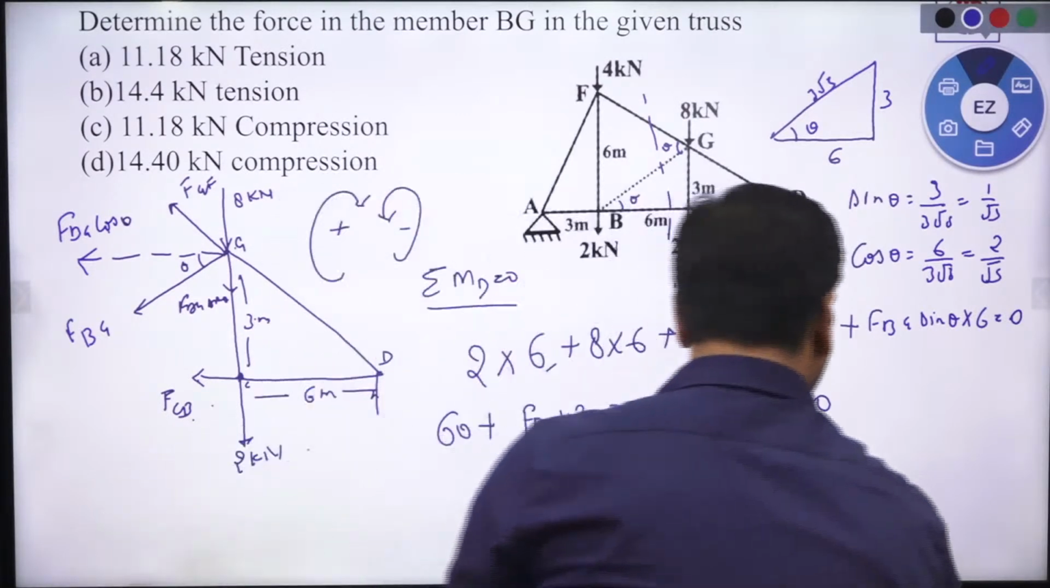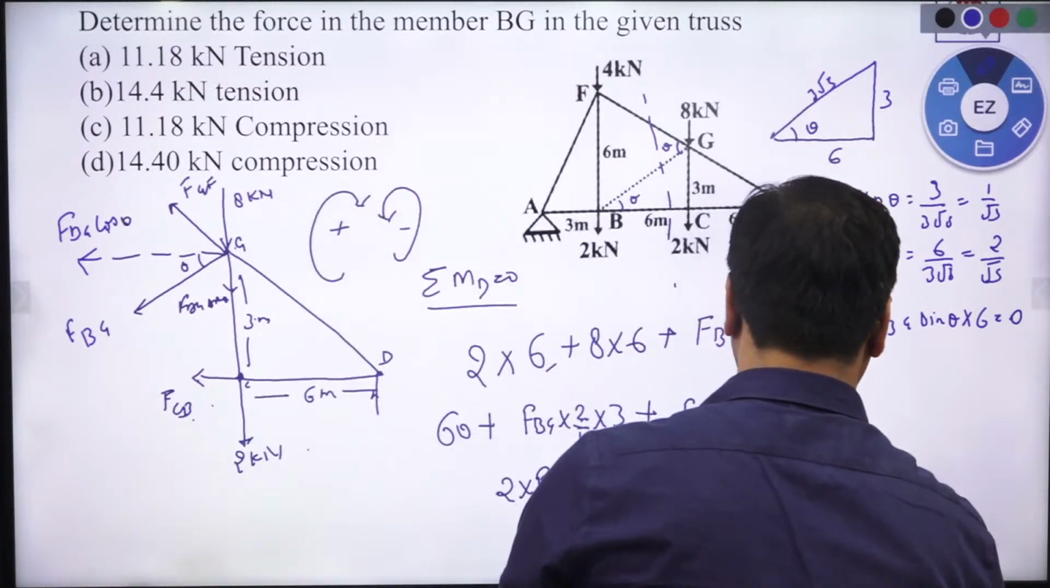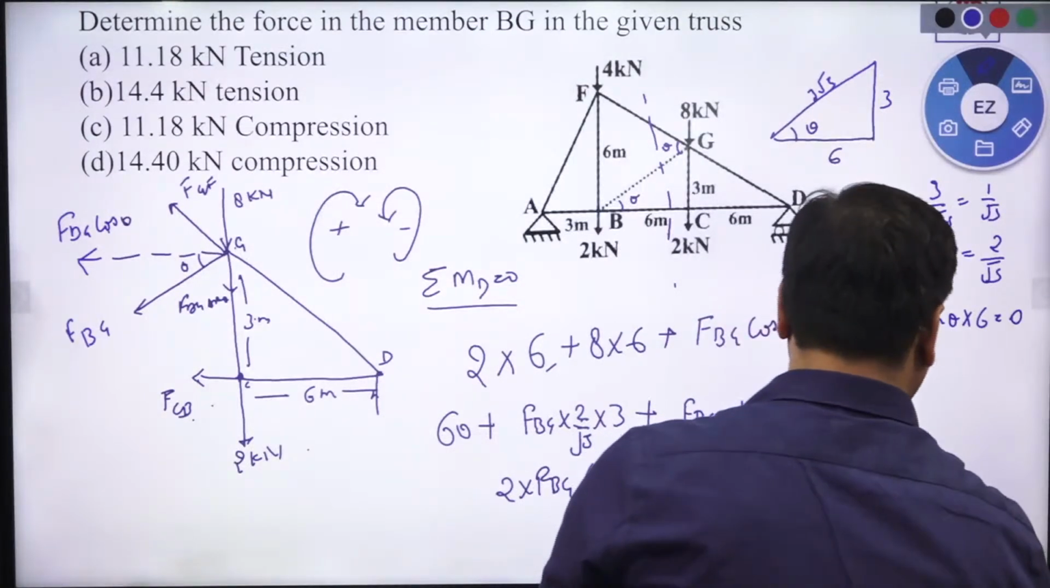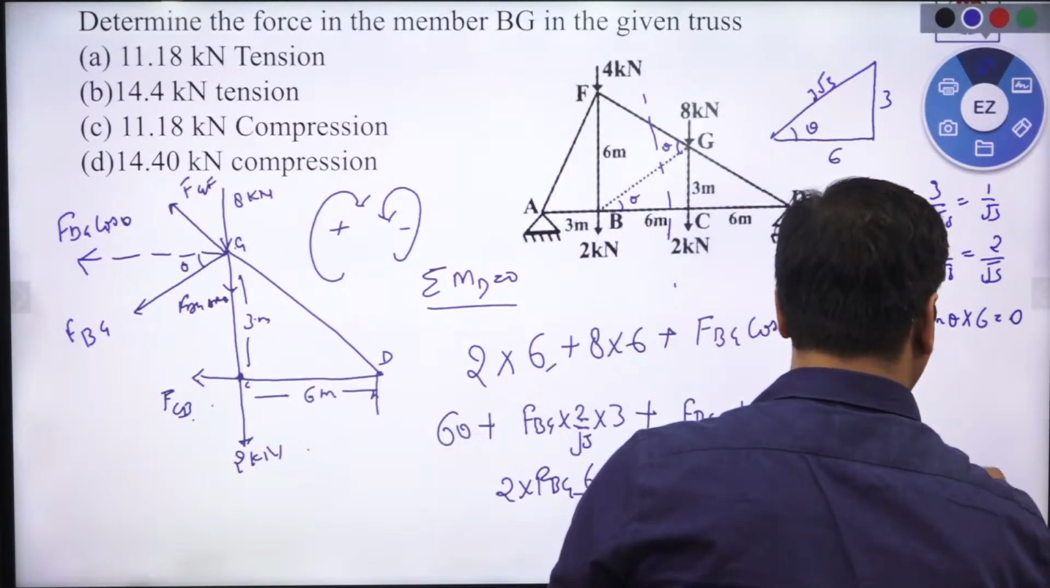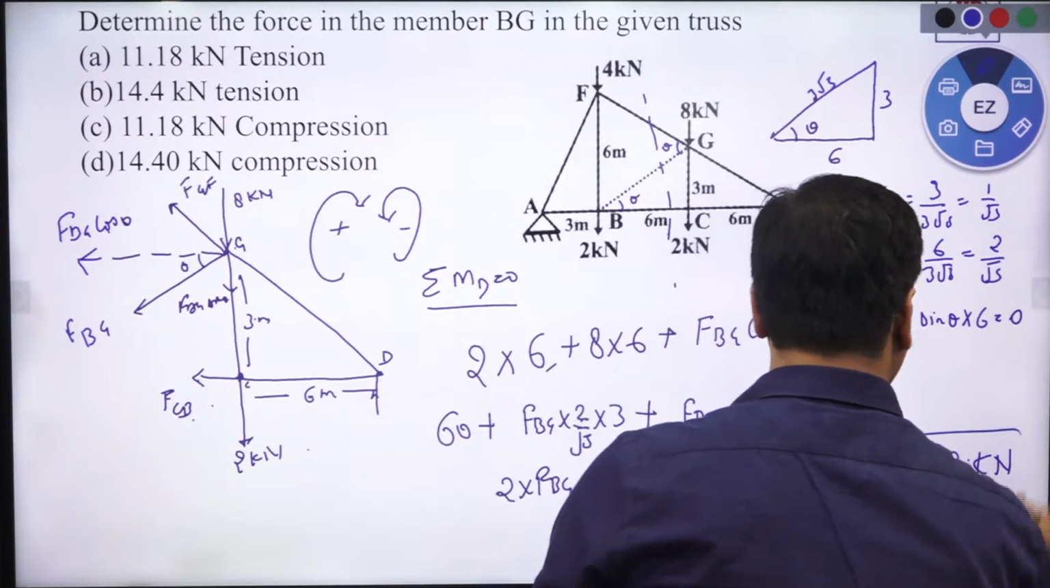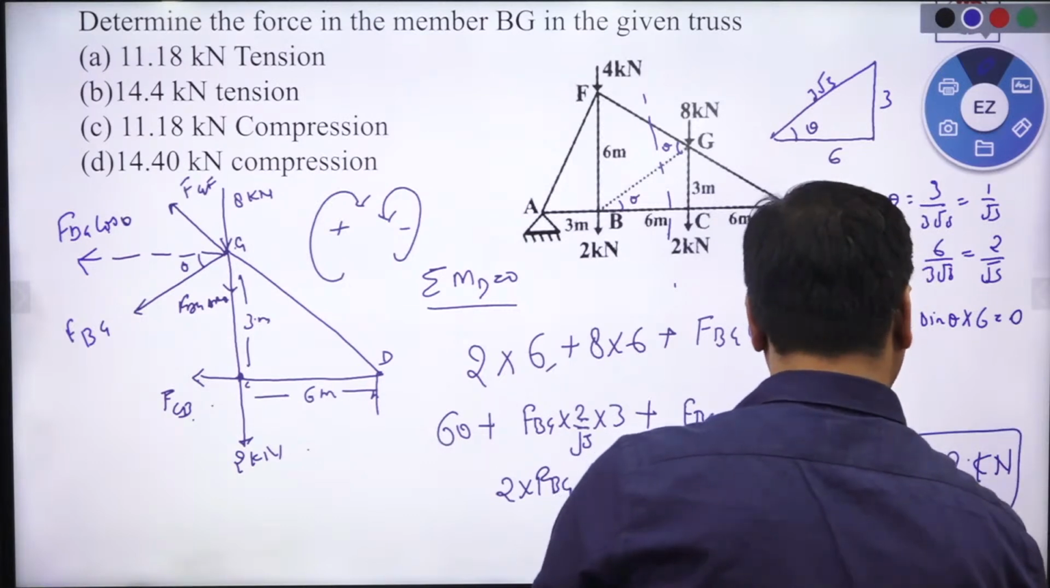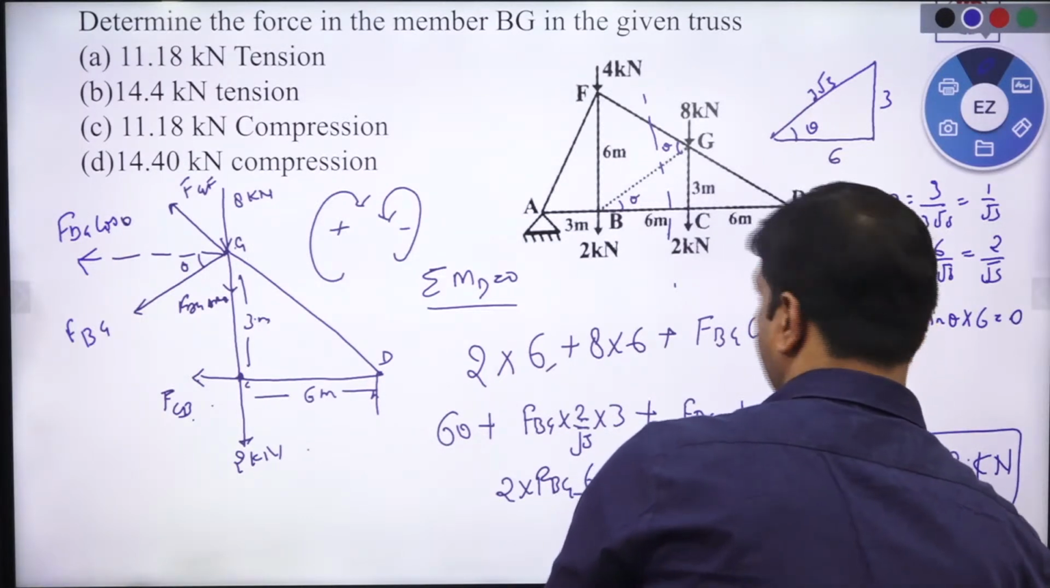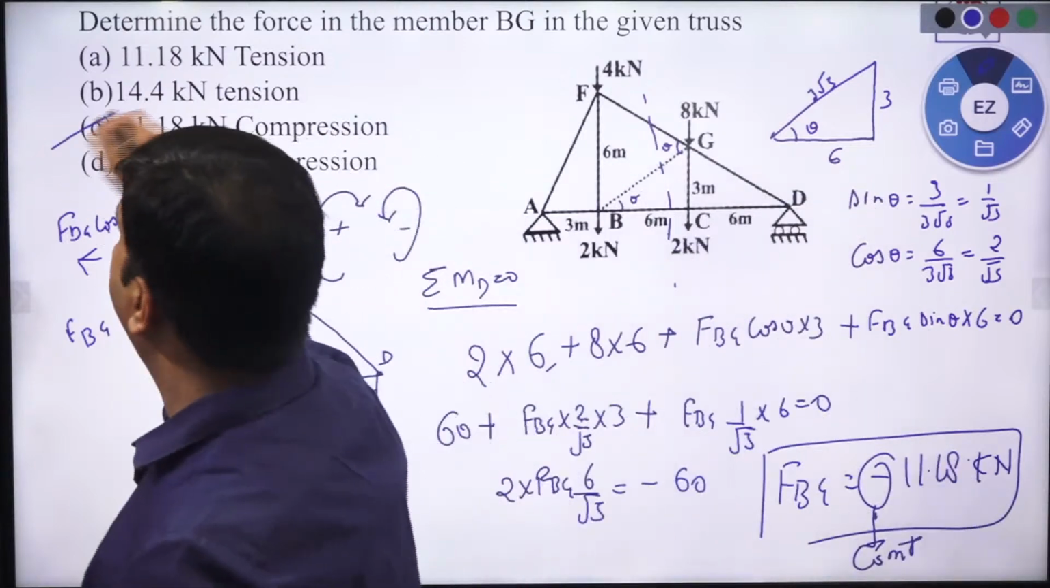So here FBG came to be negative 11.18 kilonewton. Okay, so this negative represents compression. So this is the answer for part C.